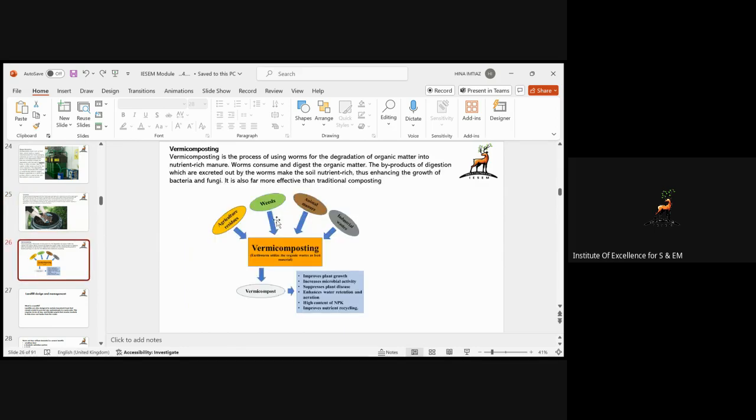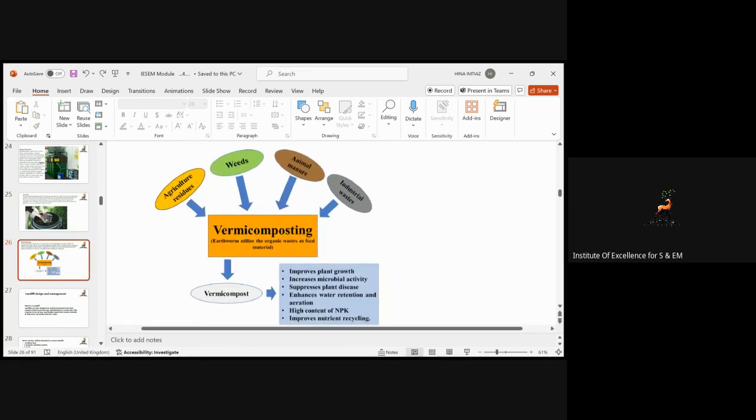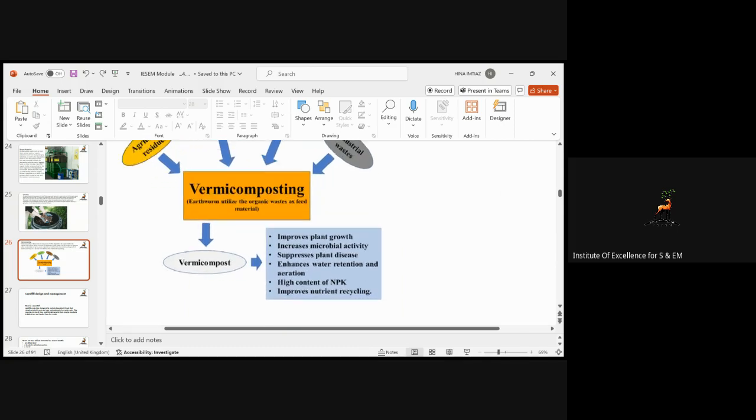In vermicomposting, you are using worms for degradation of the organic matter into nutrient-rich manure. And if you see this picture, vermicomposting is basically where the earthworm utilizes the organic waste as feed material, and the waste might be agricultural residue, weeds, animal manure, or industrial waste, but the industrial waste must be organic waste. You can't use each and every type of industrial waste for the vermicomposting method. So you must go for the organic waste.